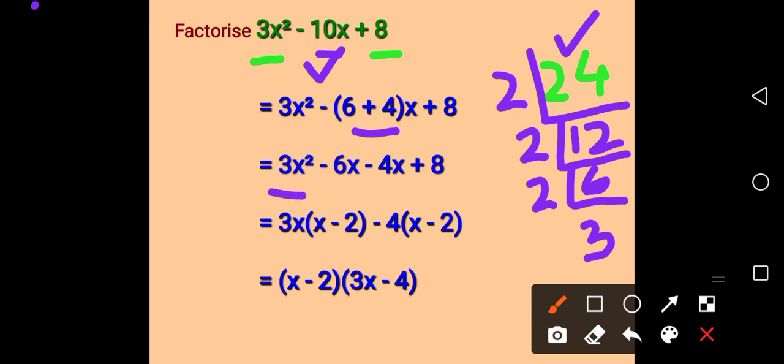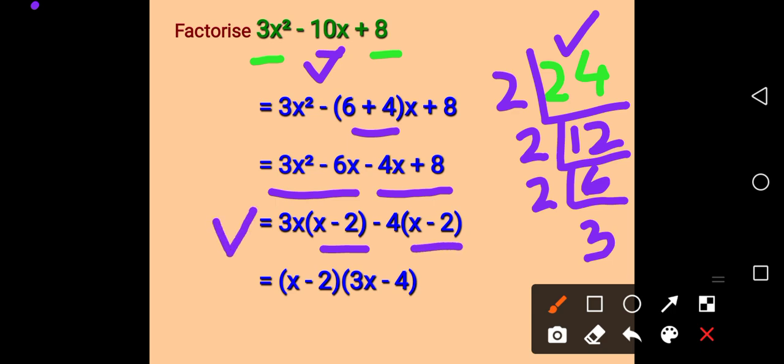Now from the first two terms we will take common. So we can take 3 and x as common. The remaining part is x minus 2. And again from the last two terms we can take minus 4 as common. So the remaining part is x minus 2.